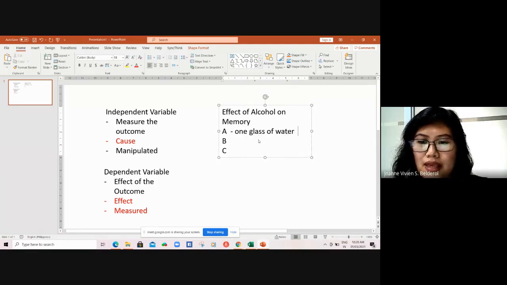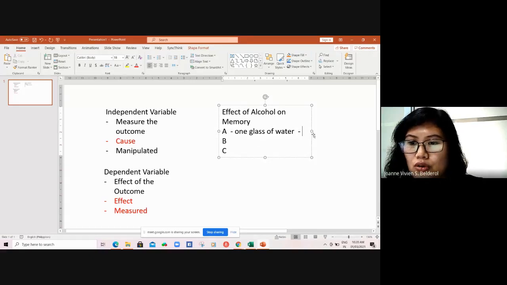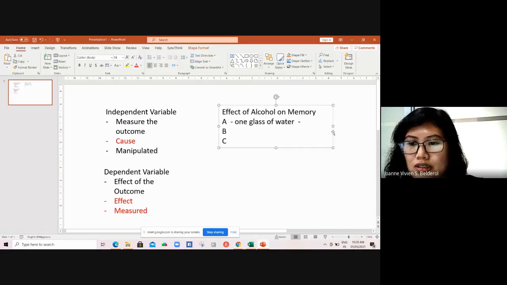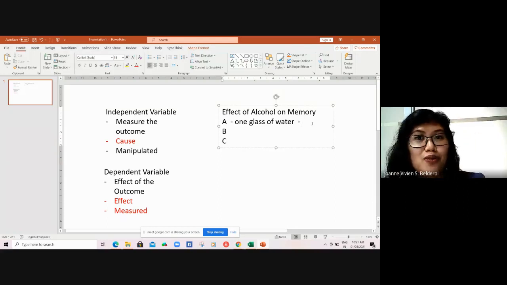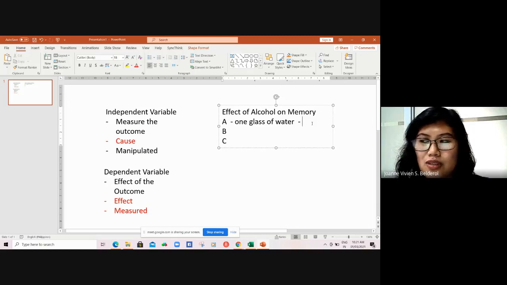For group A, each participant is given 1 glass of water. Then after they drink 1 glass of water, you time how long, on average, it takes them to memorize the vision and mission of the school. So let's say group A, after drinking 1 glass of water, on the average, adding up all the 10 students, were able to memorize it in like 1 minute.